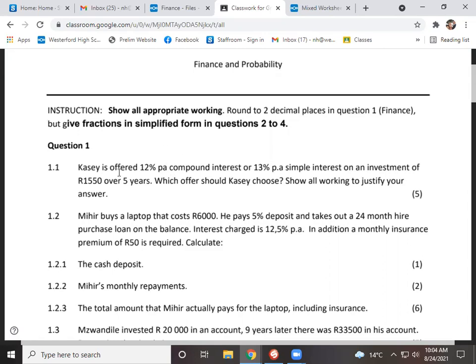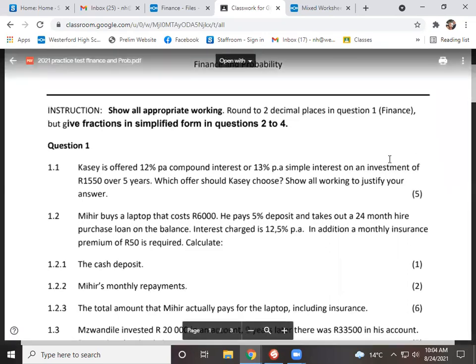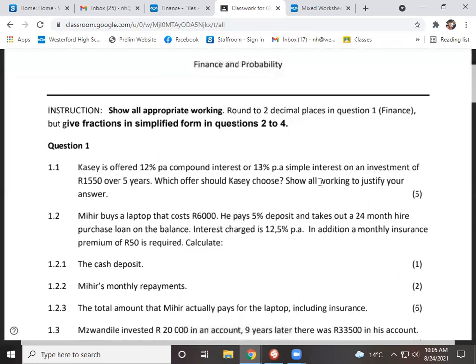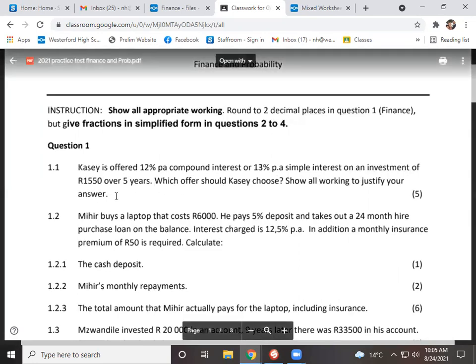Okay, question 1. Casey is offered 12% per annum compound or 13% per annum simple on an investment. Remember, for an investment, you want more money out at the end of the time period. They're giving you your P value over 5 years. Which offer should Casey choose? Show all working to justify your answer.